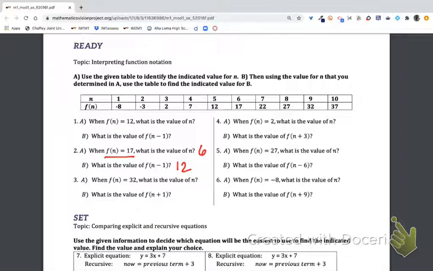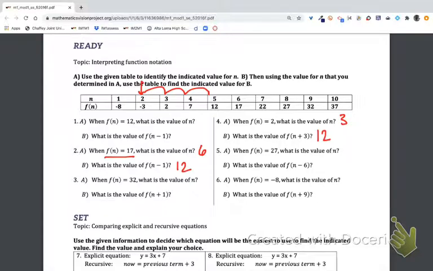Number 4, f of n is 2. So we notice that we have this here. What is the value of n? We look up. Oh, that was when it was 3 minutes. And what is the value of f of n plus 3? Well, n was 2, so 3 more, 1, 2, 3. The value of f of n plus 3 should be 12.